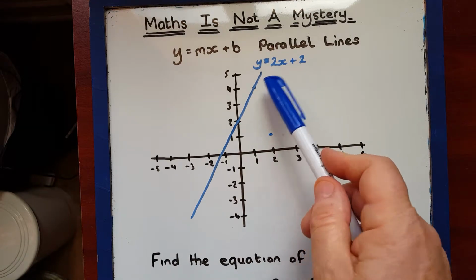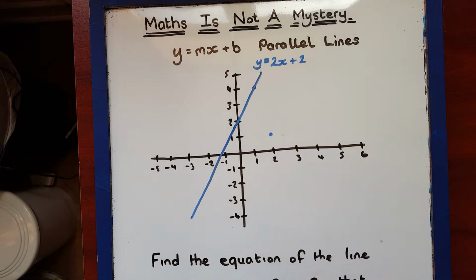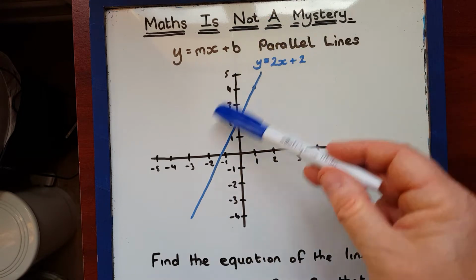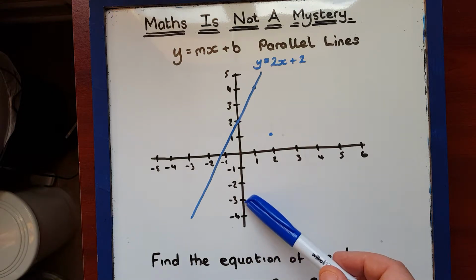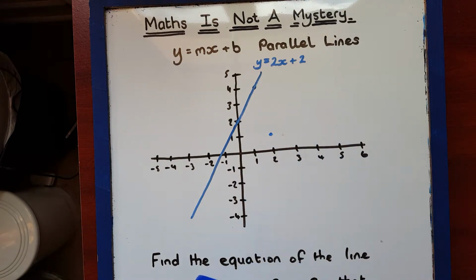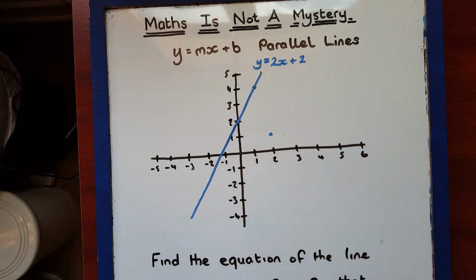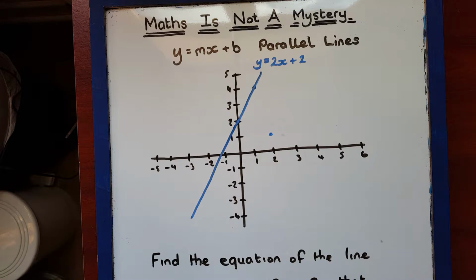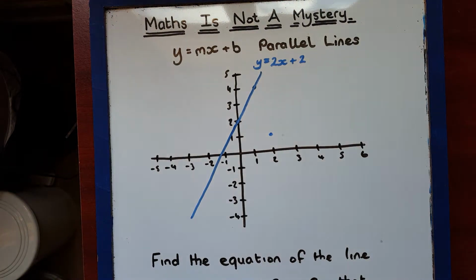So y equals 2x plus 1 will be parallel because it will go through 1 on the y-axis. y equals 2x plus 5 will be parallel. It'll go through 5 on the y-axis. y equals 2x minus 3 will be parallel. Goes through minus 3 on the y-axis. Anything that begins with y equals 2x is parallel to that line, but we need to know precisely which line will go through the point 2, 1. So let's take a look at how we handle that.